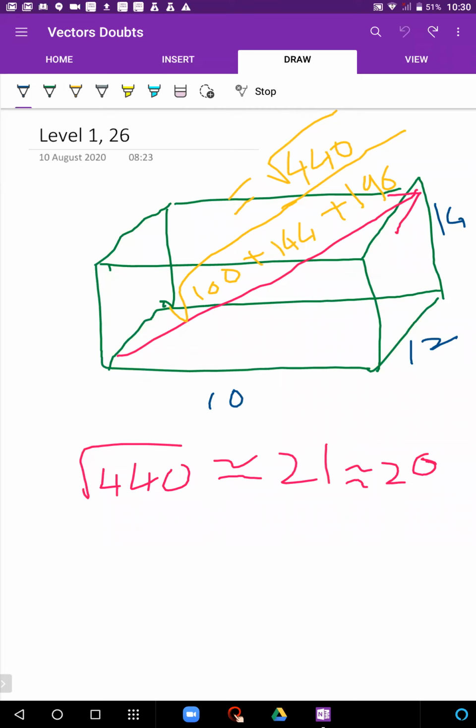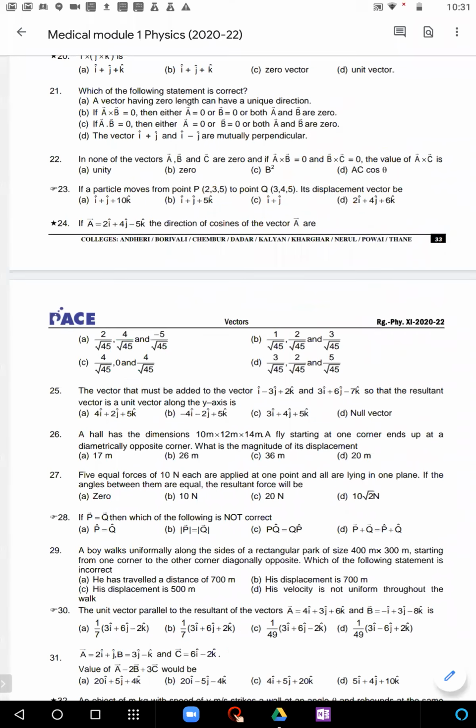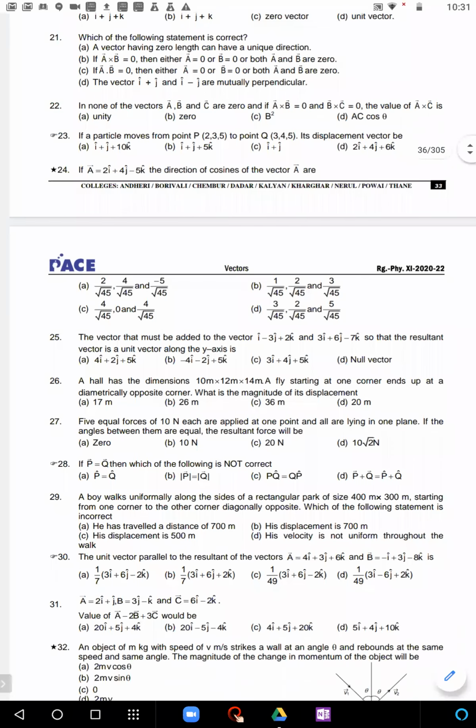Okay. Cool. I guess that was your only doubt. I'm sure everyone knew what had to be done, but I think your doubt was why isn't root 440 or why isn't 21 in the options. Okay. 30.